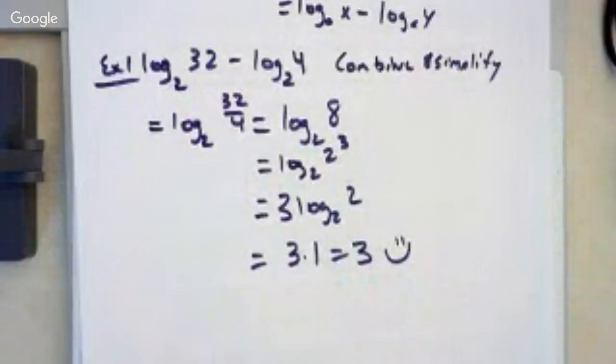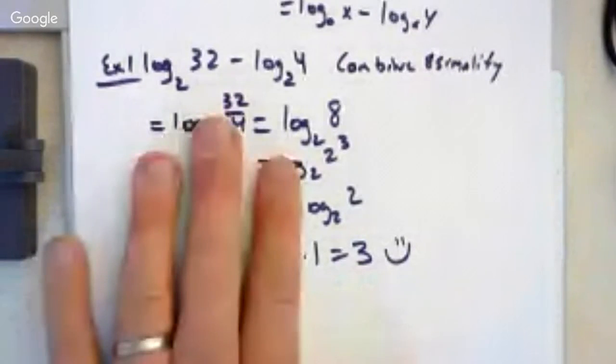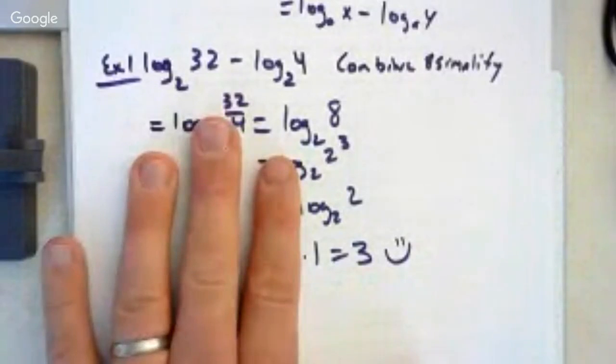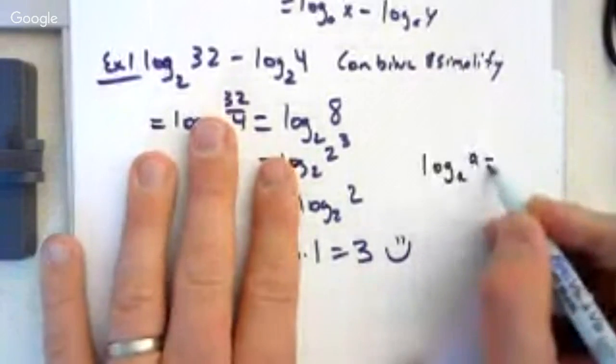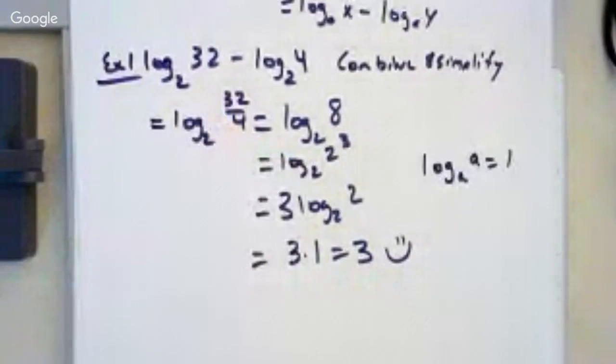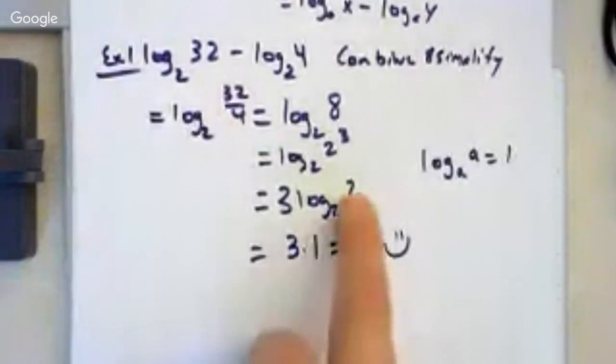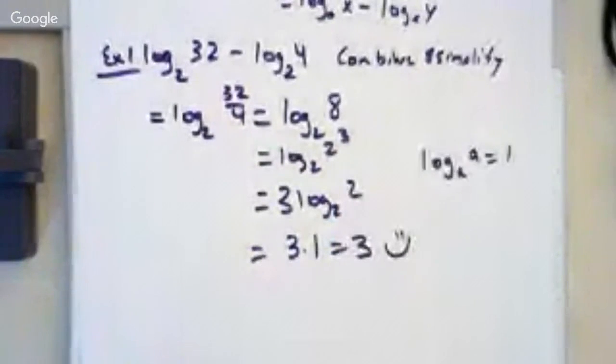Stop and check out. Questions on that? Because what's log base 2 of 2? Log base 2 of 2 is equal to what? 1, right. That's one of the properties from the previous day. Log base A of A is always equal to 1. So if the base and the number are the same, that's always equal to 1.